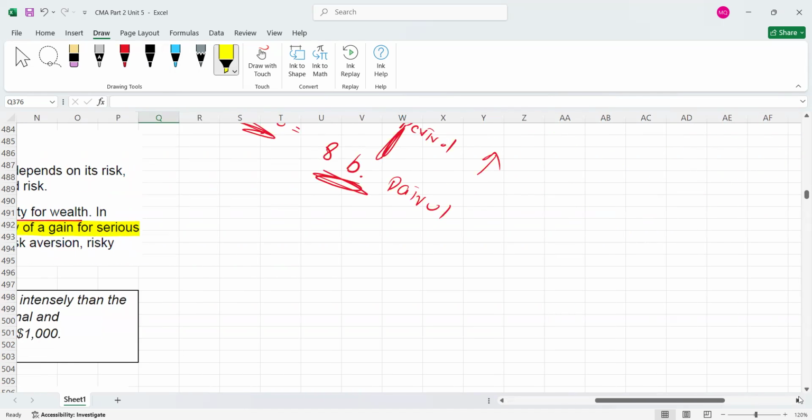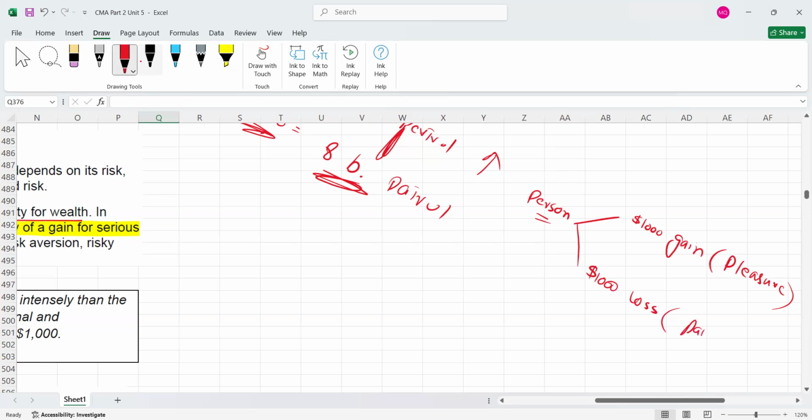For example, if you are a risk averse person, let's say you are a person who is investing and you have a risk averse attitude. Now you have two options. On your investment, you may get a gain of $1,000. If you are getting a gain, it means you are becoming happy, right? It's pleasure for you. And the other option, you may lose $1,000. It means it is pain for you. This is a benefit for you, but this is pain for you. Loss is a pain for you.